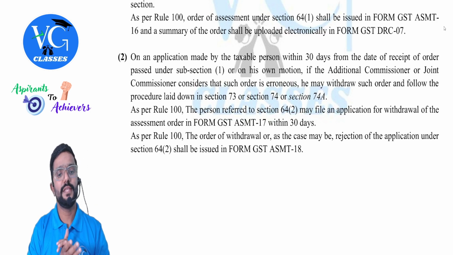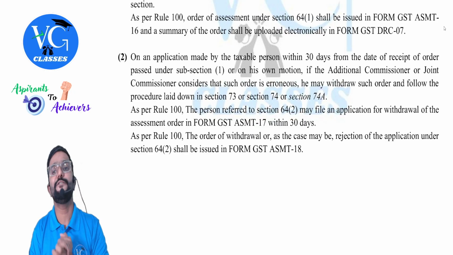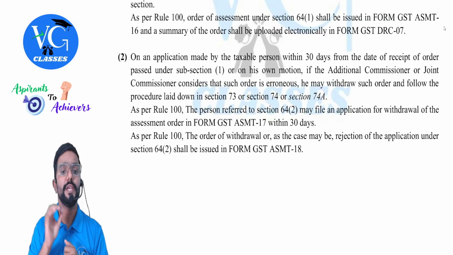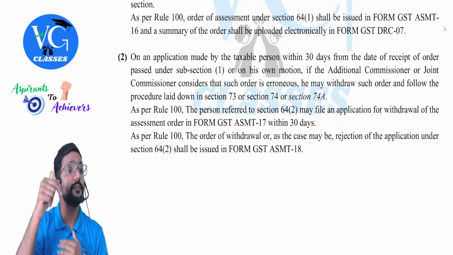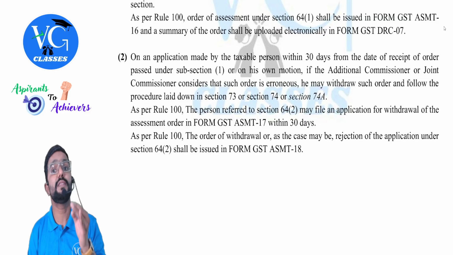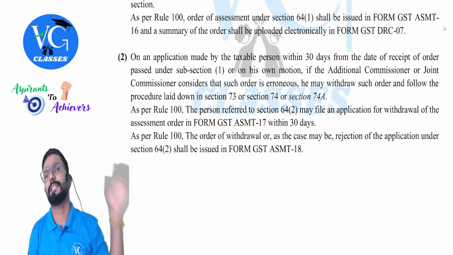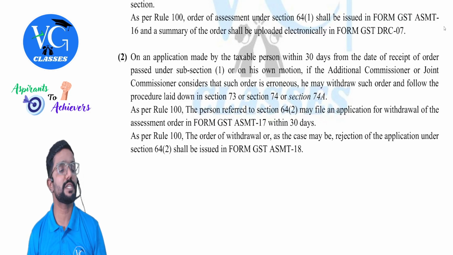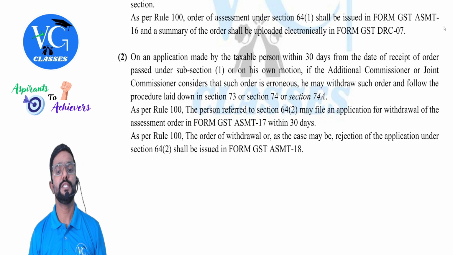As per Rule 100, the person referred to in section 64 subsection 2 may file an application for withdrawal of the assessment order. In which form? Girish can make an application for withdrawal in ASMT 17 within 30 days of receiving the summary assessment order. As per Rule 100, the order of withdrawal or, as the case may be, rejection of application under section 64 subsection 2 shall be issued in form GST ASMT 18.